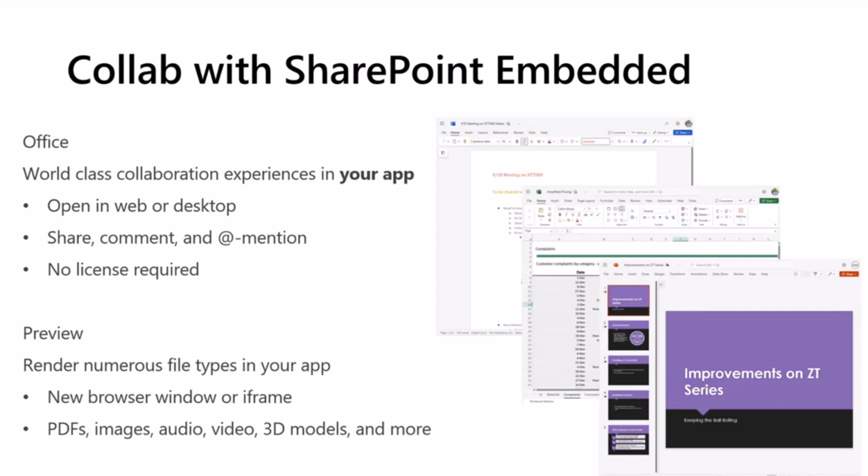You can bring world-class collaboration experiences into your custom application that you've built on SharePoint Embedded by bringing Office capabilities to your users. And so you get full fidelity editing and collaboration experiences right from your app. So you can choose to open things up in Office for web or Office desktop, and not just managing the content of files, but all of the other collab capabilities that users have come to expect from Office, like sharing, commenting, and app mention. You can bring those to your custom application.